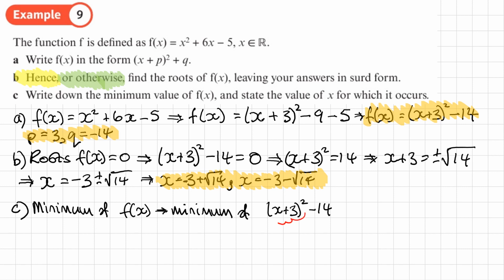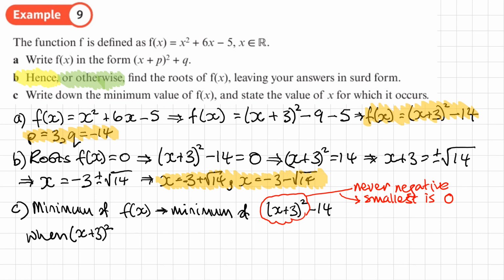Now this part of our completed square form is going to be something squared. This is never going to be negative, the whole thing, never negative. The smallest it can ever be, the lowest it can ever be, is 0. It can't be negative, it can be positive, but the smallest is 0. So when this part of the completed square form is 0, that's going to give me the minimum value of the whole expression. So let's just write that down. So when (x plus 3) all squared is equal to 0, the minimum of f of x is going to be negative 14. We can't go any lower than negative 14. We can get bigger than negative 14, but never lower than negative 14.